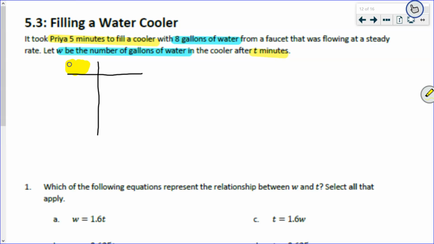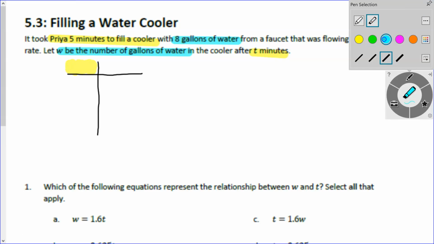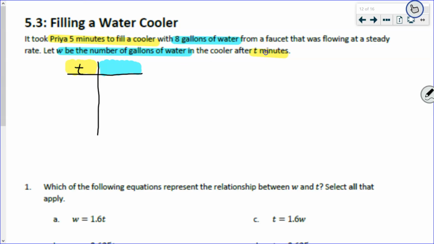So I'm going to start here with T minutes and finish up on the other side with 8 or W gallons. So now I know what these labels are even going to be because it specifically told me the labels. This is going to have the label T for time in minutes, and this is going to be the label W for gallons of water. And now all we have to do is simply take that information that we highlighted and put it in the table. So 5 minutes, that's a 5. 8 gallons, that's the 8 there.